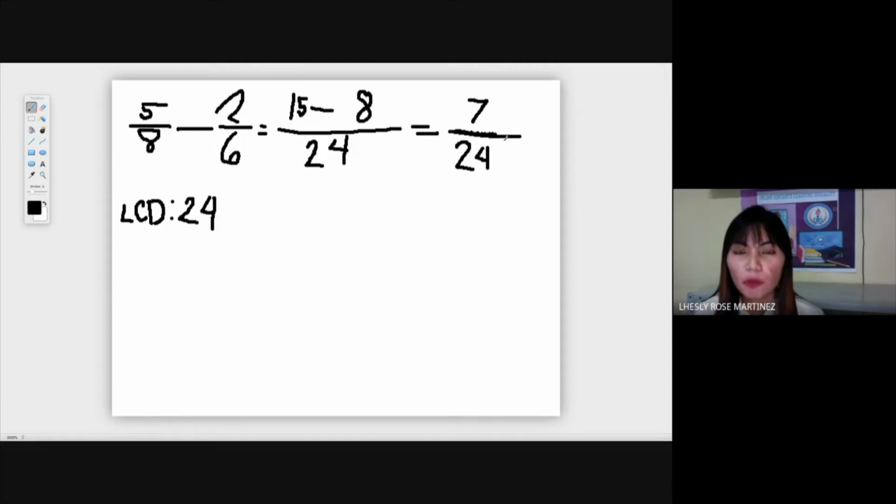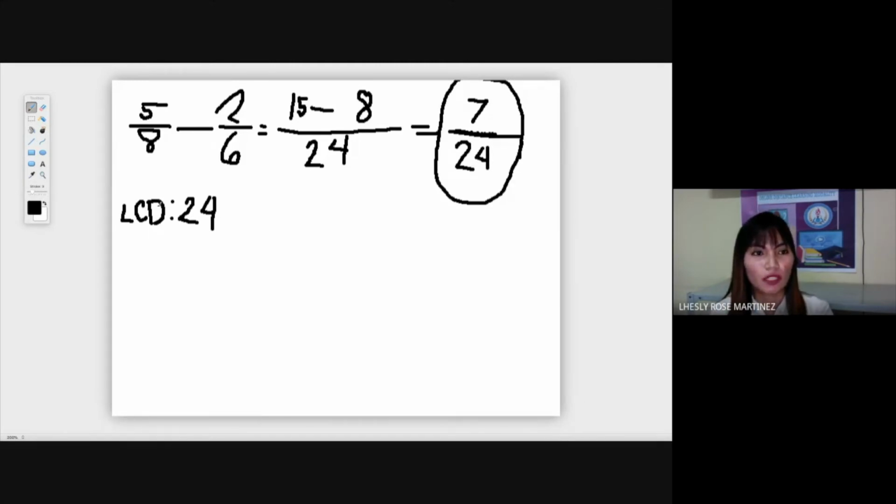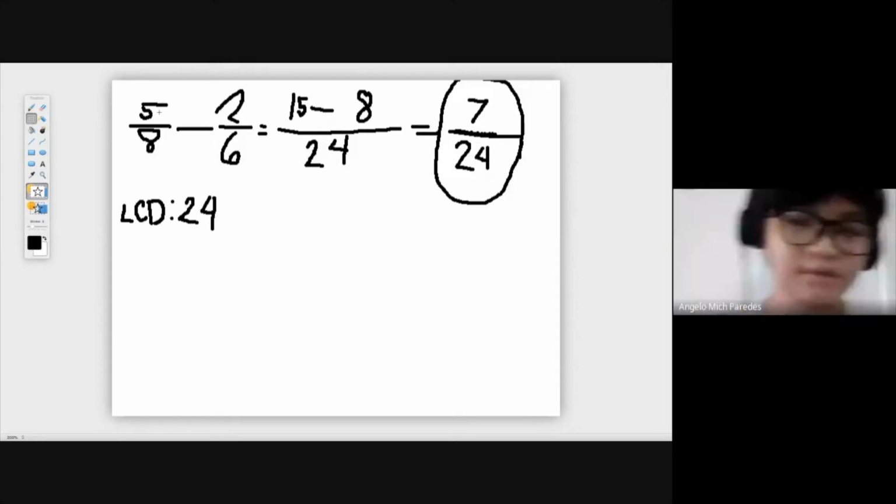So, a fraction po is in simplest form kapag ang common factor nila ay 1 na lang. Okay po? So, since ang common factor na lang po ng 7 and 24 is 1, therefore, this will be our final answer. 7/24. Did you get it? Opo. Sige, another example.